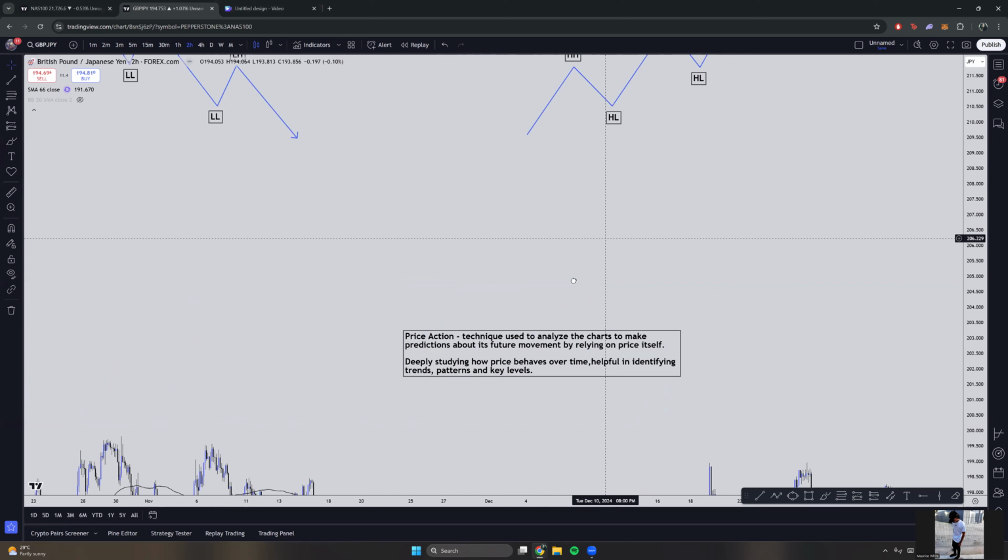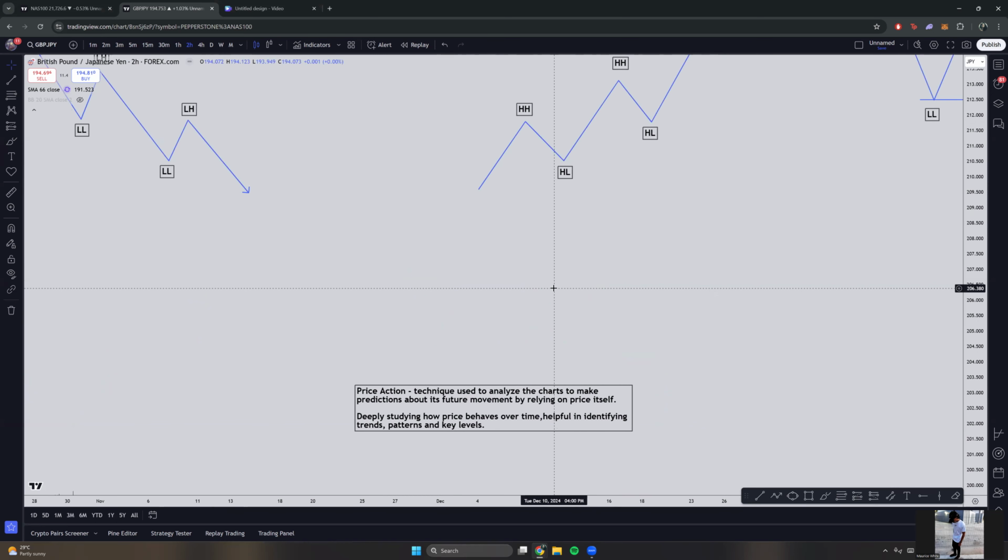Now that we have market structure 101 out of the way, we can get into a quick explanation of price action. Price action is a trading technique used to analyze the charts to make predictions about future movement by relying on price itself. It's about deeply studying how the market behaves over time, and it helps in identifying trends, patterns, and key levels.